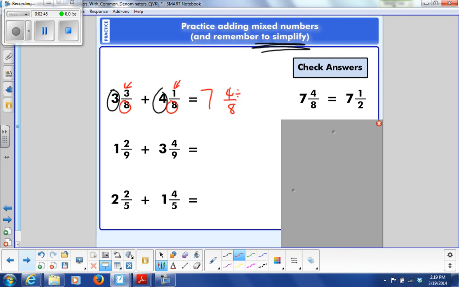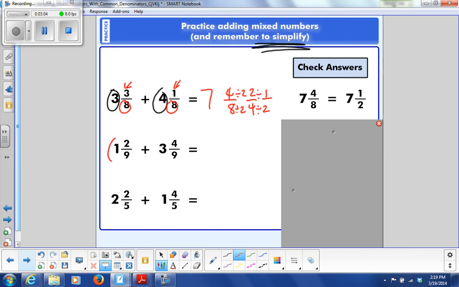Okay, so if I take this and I divide it by 2, 4 divided by 2 is 2, and 8 divided by 2 is 4, and I can still go further by dividing by 2 again. 2 divided by 2 is 1, and 4 divided by 2 is 2. Okay, so 1/2. So 7 and 1/2 is your answer.